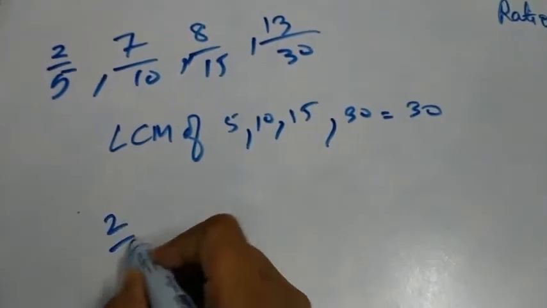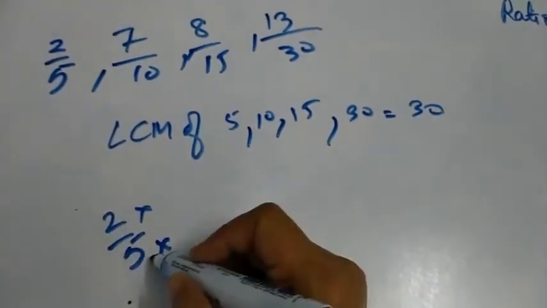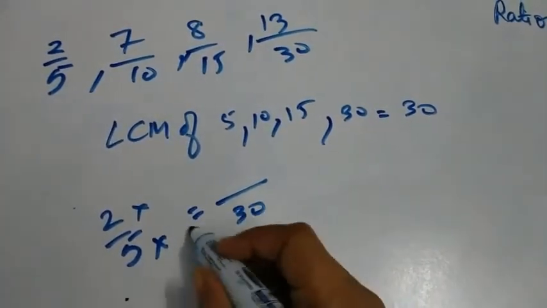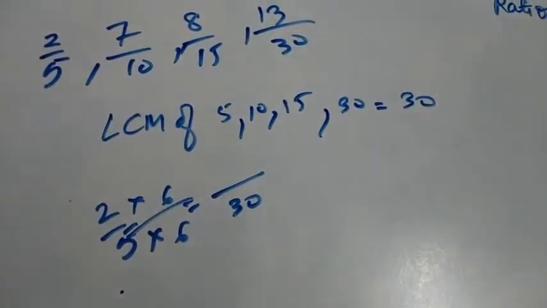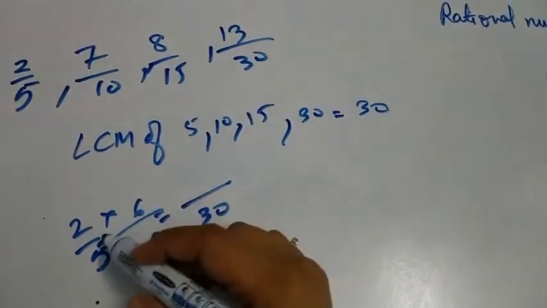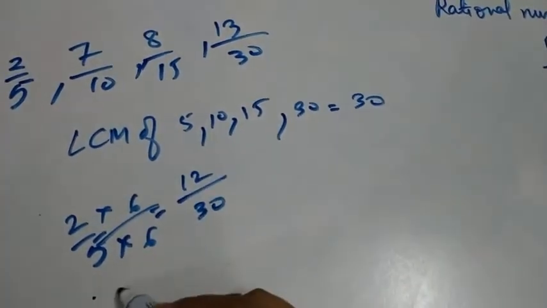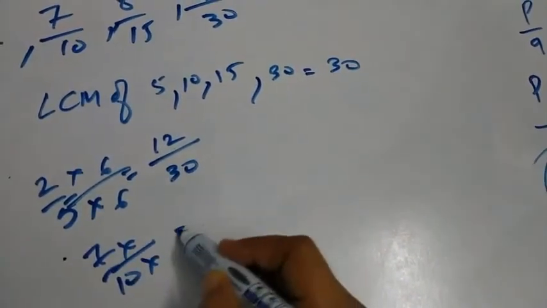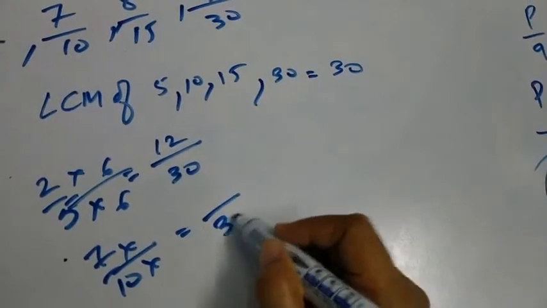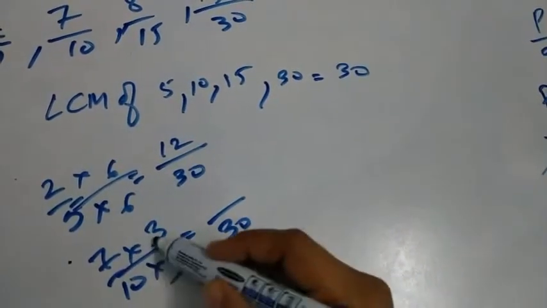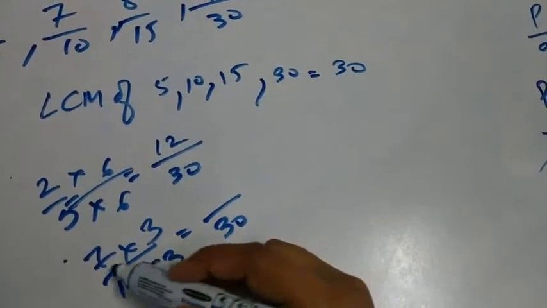For 2/5, we have to multiply the denominator by a number so that it becomes 30. 5 sixes are 30, so we will multiply 2 also by 6; 2 sixes are 12. Next is 7/10. Multiply the denominator 10 by a number so that it becomes 30, so we will multiply it by 3. The numerator 7 is also multiplied by the same number; 7 threes are 21.